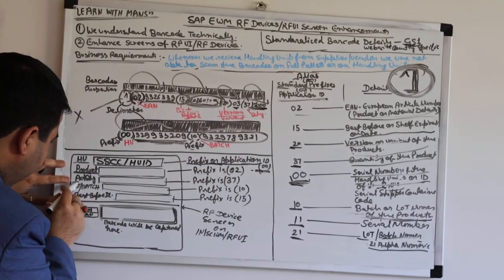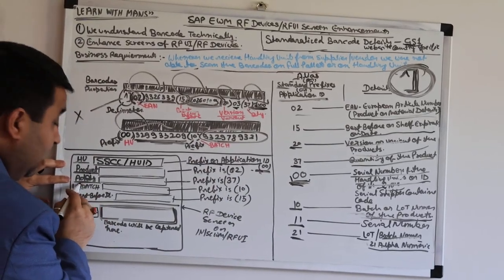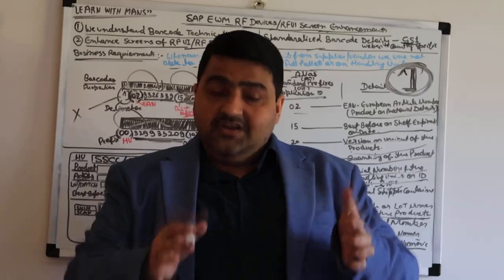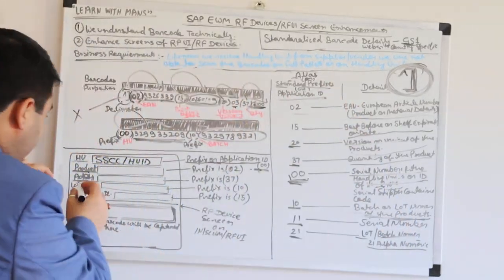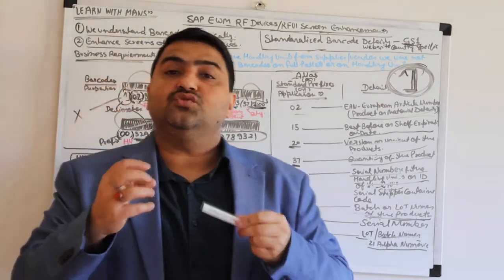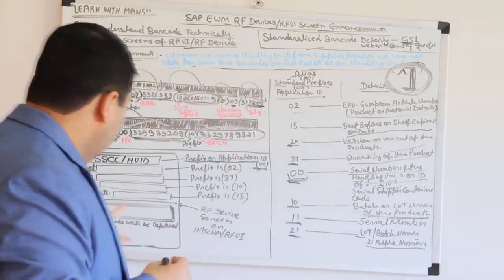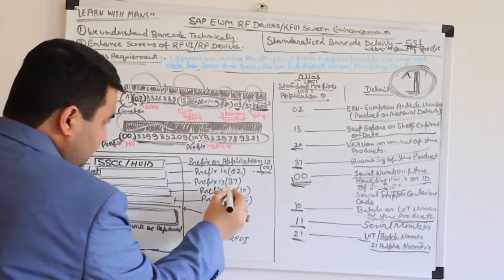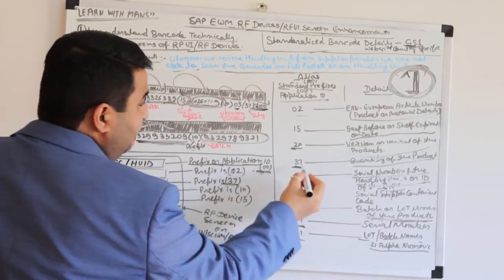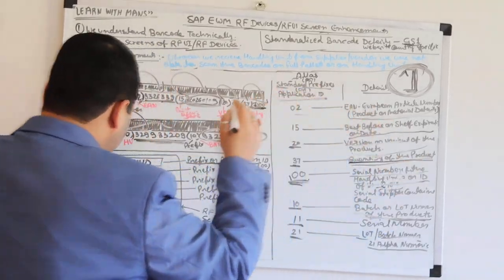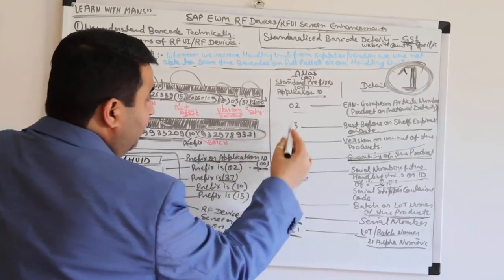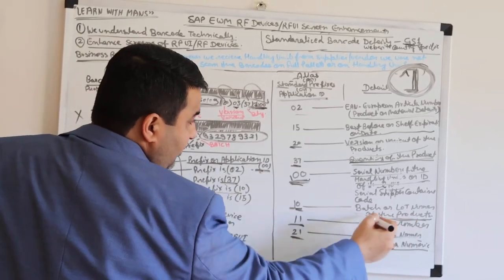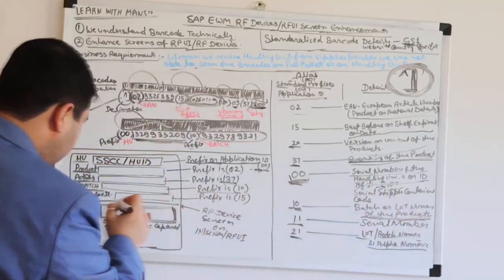Third field we have is actual quantity. Actual quantity means the quantity we have inside the handling unit. For actual quantity we have prefix 37. 37 means quantity of the product. Lot batch, prefix 10. What is the prefix 10? 10 means batch or lot number of the product.